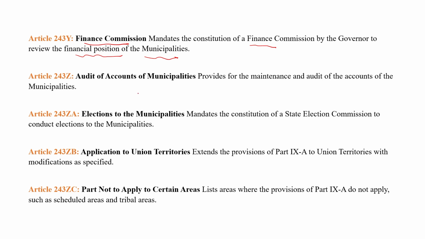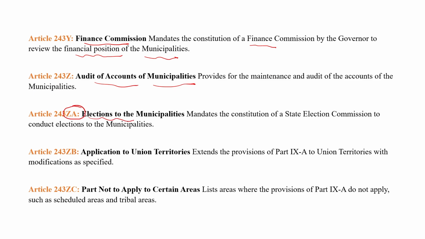243Z explains the audit of accounts of municipalities, that there must be an audit officer who will be appointed by the governor to audit the municipalities' accounts. Clear? Okay. Next is 243ZA.